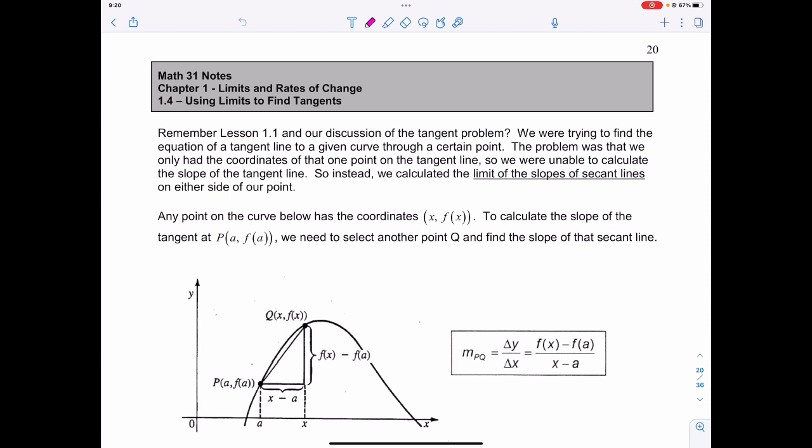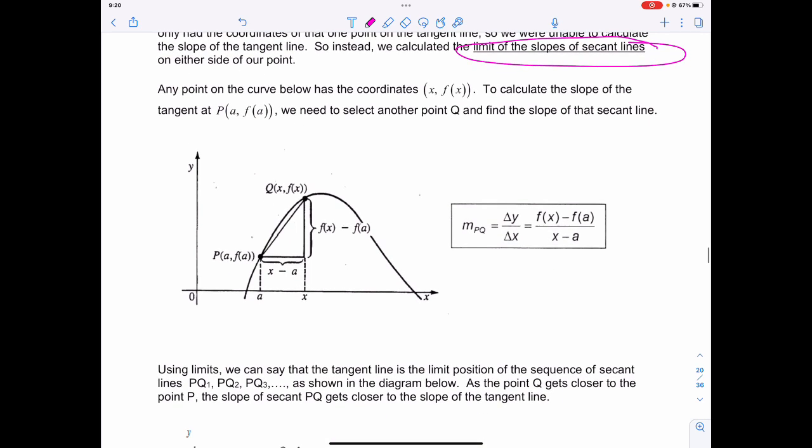So instead, we calculate the limit of the slopes of the secant lines on either side of the point that we're given. Now we can see a visual representation of this here. Any point on the curve has the coordinates x and f of x. If I take an x value and sub it into the function, I can solve what the y value, or the f of x value, is. To calculate the slope of the tangent at the point a, f of a, we need to select another point, which we're going to call Q, to find the slope of the secant line.